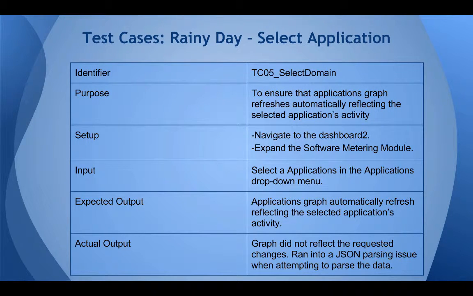The following is a rainy day test case for selecting an application. The purpose is to ensure that the graph refreshes automatically, reflecting the selected application's activity. The setup, input, and expected output are the same as the sunny day test case. However, the actual output differs because the graph does not reflect the requested changes. This is due to a JSON parsing error that occurred when trying to parse the data.